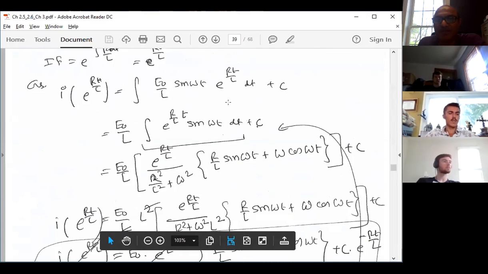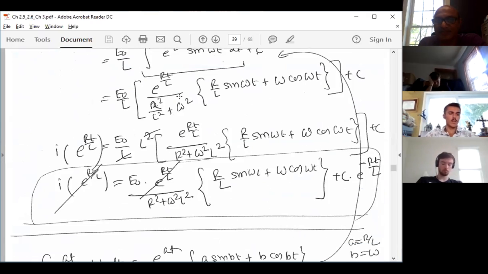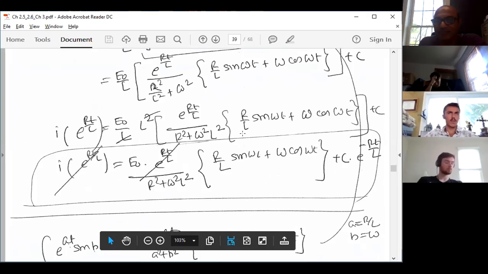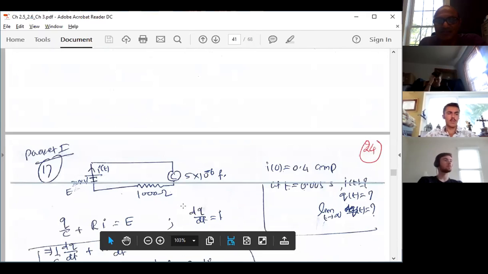So if you plug that value over here, this is your a, this is your b, e to the power at over a square plus b square, and a sine omega t plus b cosine bt. I just plug in the formula, and after that I separated out this thing. I use simple calculation, LCM, L will get cancelled out, and this is nothing but the answer. Look at here. This is the answer.